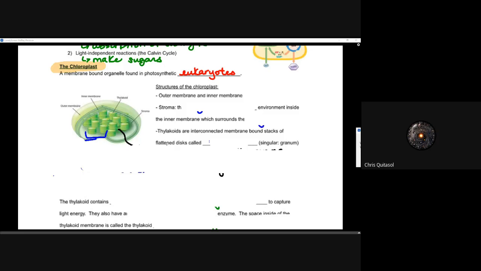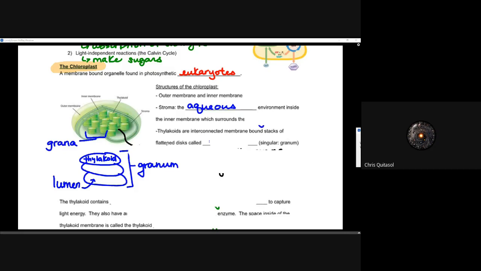It has a structure that kind of looks like a stack of coins, for lack of a better word, encased by a membrane. So there's an outer and inner membrane, just like in the mitochondria. It has a stroma, which allows for the aqueous environment inside the inner membrane that surrounds the thylakoids. And those thylakoids are gonna be those coin stacks, if you will. So that stroma is that liquid that surrounds those thylakoids.